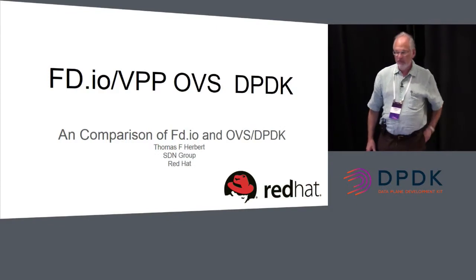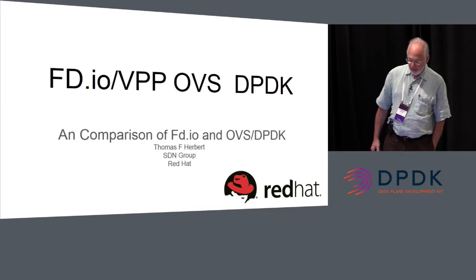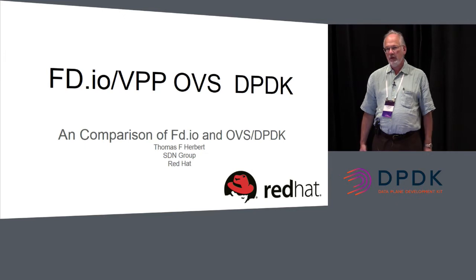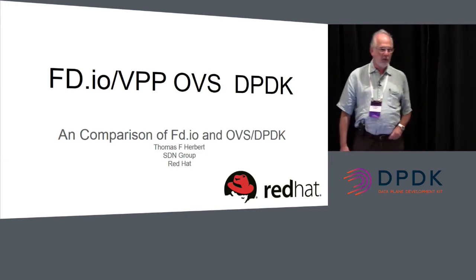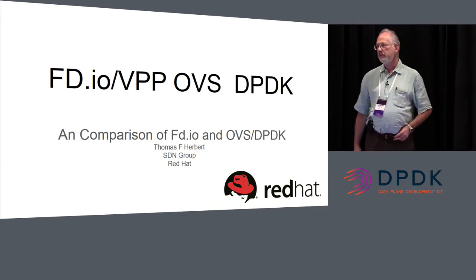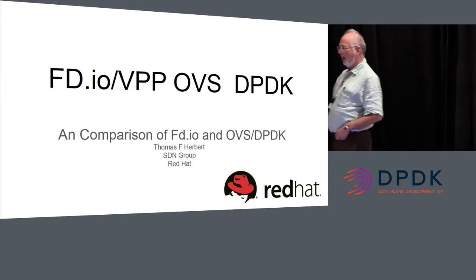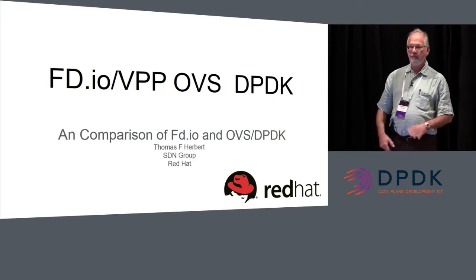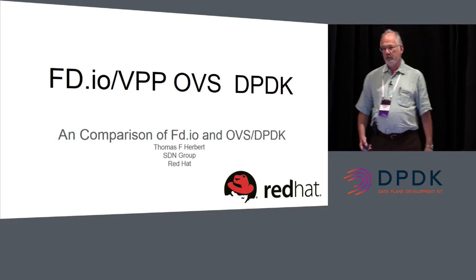So again, my name is Tom Herbert. I work for the SDN group out of the Office of Technology in Red Hat. And today I'm going to try to form a comparison, if you will, between FIDO, FDIO, VPP, and OVS DPDK. I've worked in both areas. These two switches have some similarities, but they're remarkably different in a lot of ways, and I'm trying to see if I can get a realistic perspective on both approaches.